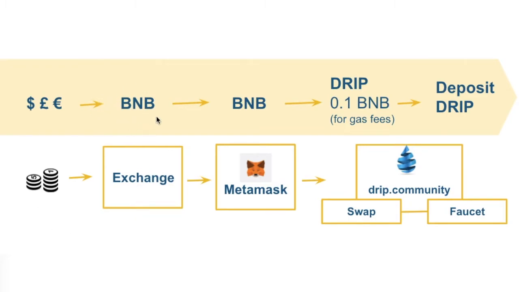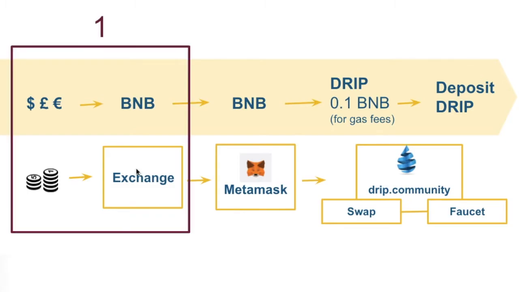Okay, that's a cryptocurrency. The BNB we're going to send into your MetaMask, because the MetaMask is what allows us to actually connect to the Drip website, and there we're going to go on the swap page and buy some Drip from that BNB, and then we're going to take that Drip and deposit it on this part of the website. We're going to deposit that Drip and activate our account so that we can make 1% per day going forwards. So let's start with putting some money into the exchange and turn it into BNB.